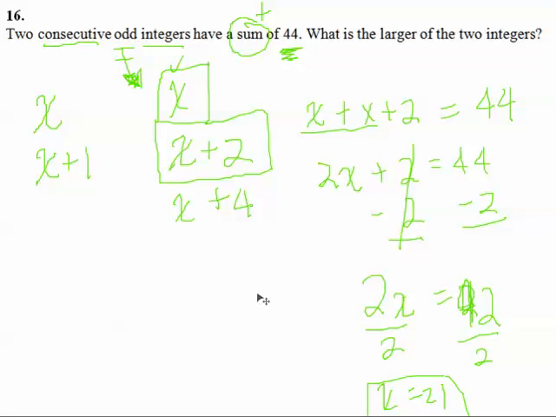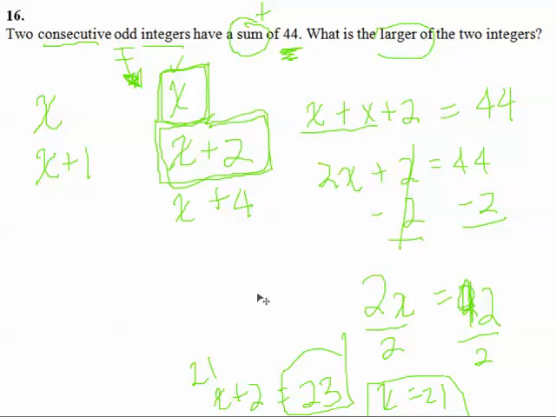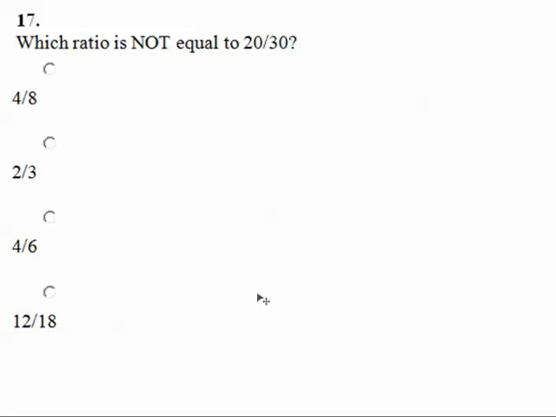So the first of my odd integers is 21. And the next one must be x plus 2, or 21 plus 2, which is 23. It's asking what's the larger of the two numbers, so I would have to say it's 23. Main thing to remember here is that the first number is x, and if they're odd, the next one's going to be 2 more, or x plus 2.